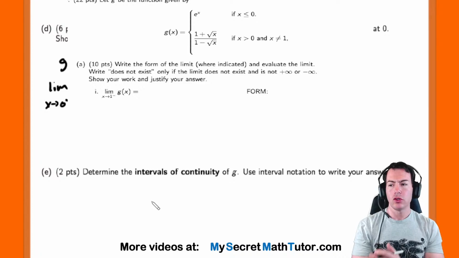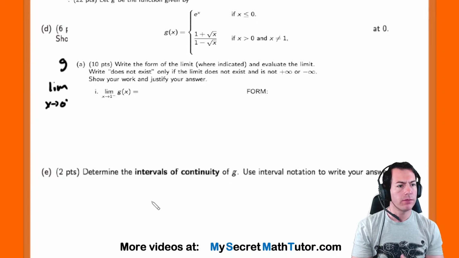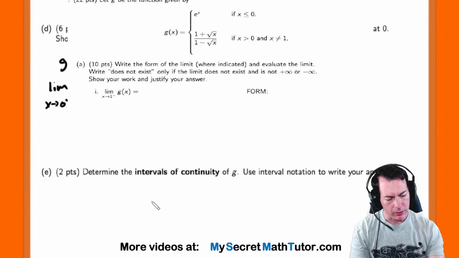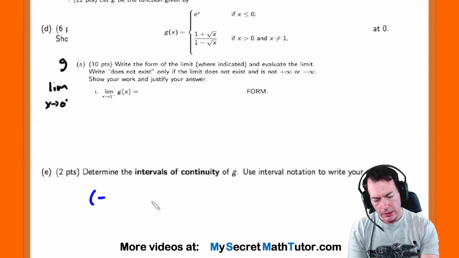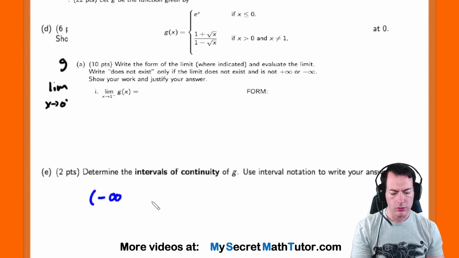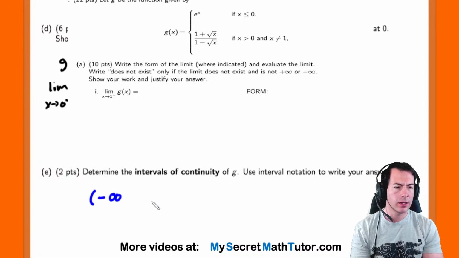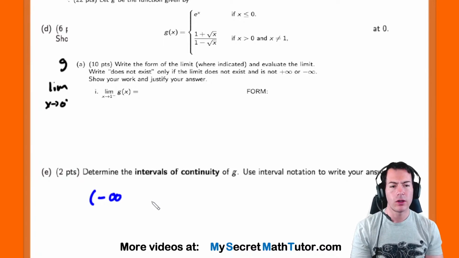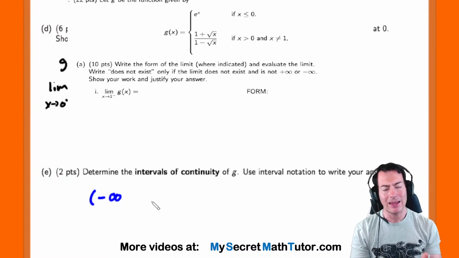The last one says determine the intervals of continuity for g and use interval notation to describe those intervals. Well, I think we've already done a lot of the work to describe where it is continuous. Starting off with that e to the x function, it is going to be continuous everywhere on its domain. So if I start way back at negative infinity and go up to 0, it's definitely going to be continuous there. In part D, we also determined that it is still continuous at 0 as it makes the transition into the other function. Where it is not continuous is really at that value of 1 because it has that vertical asymptote.